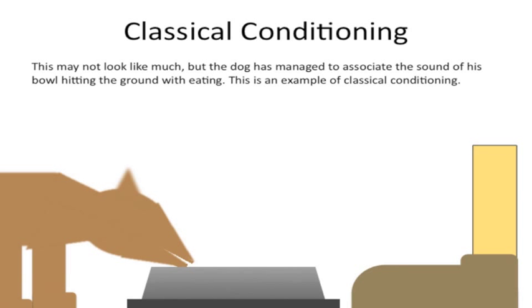This may not look like much, but the dog has managed to associate the sound of his bowl hitting the ground with eating. This is an example of classical conditioning.